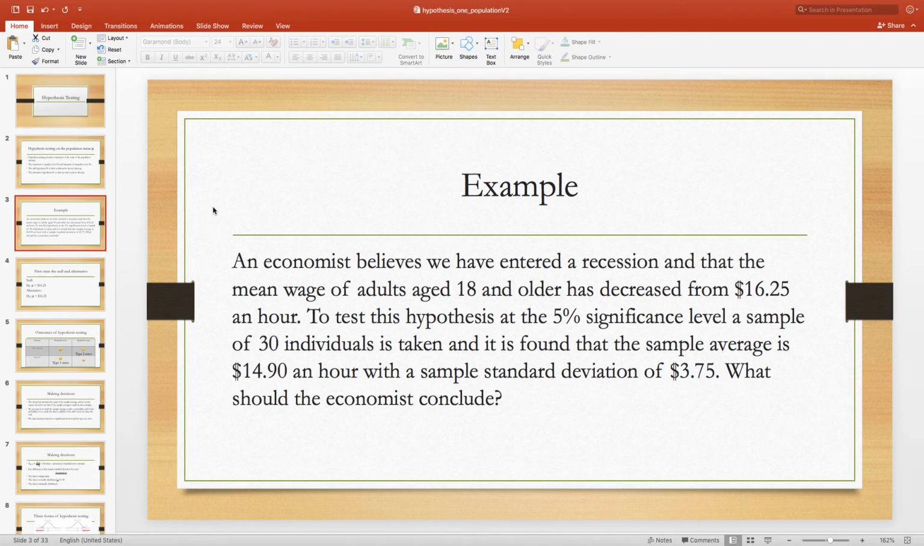Okay, so an economist believes that we have entered a recession and that the mean wage of adults aged 18 and older has decreased from $16.25 an hour. To test this hypothesis at the 5% significance level, a sample of 30 individuals is taken, and it's found that the sample average is 1490, with a sample standard deviation of 375. What should the economist conclude? Okay, so let's just write down the given information, because there's a lot of information that's given here.